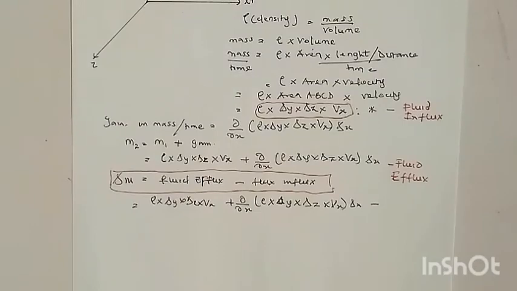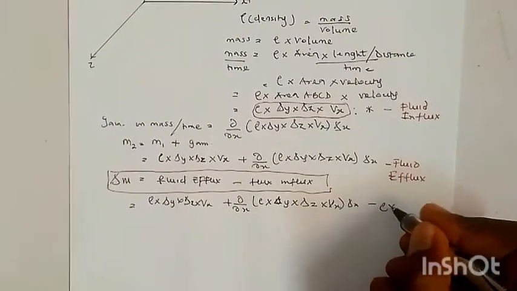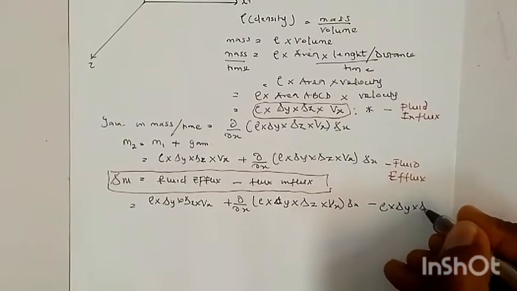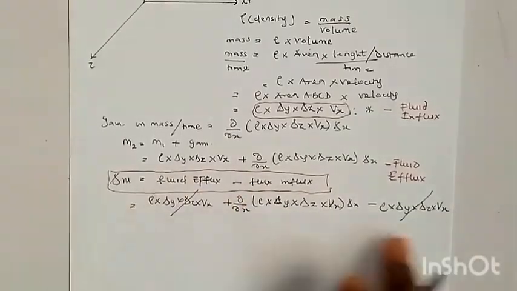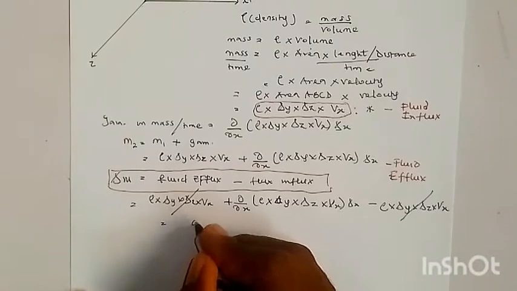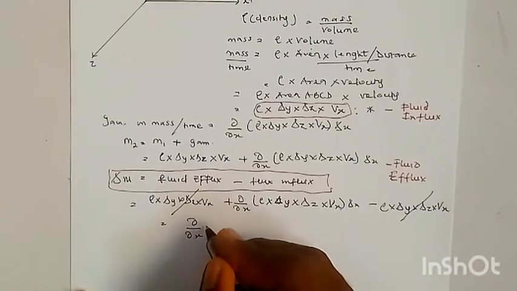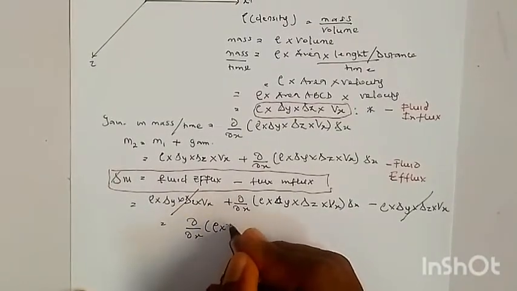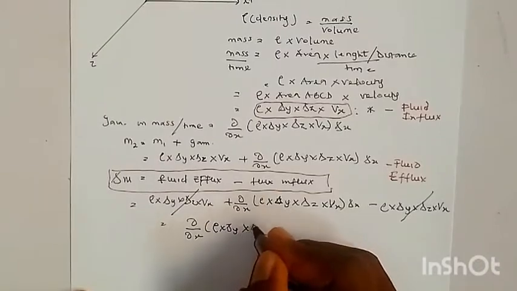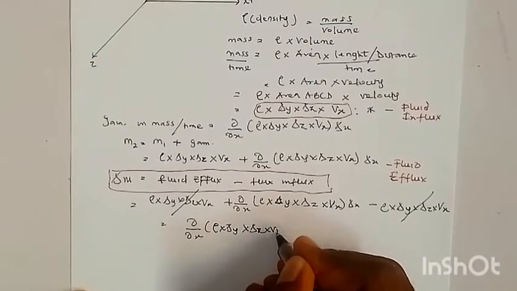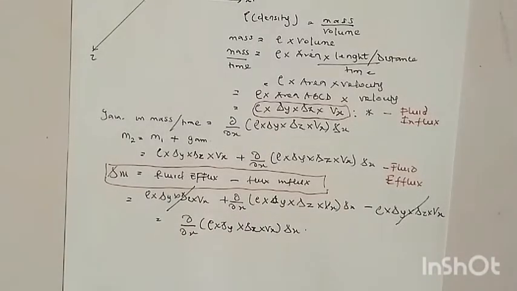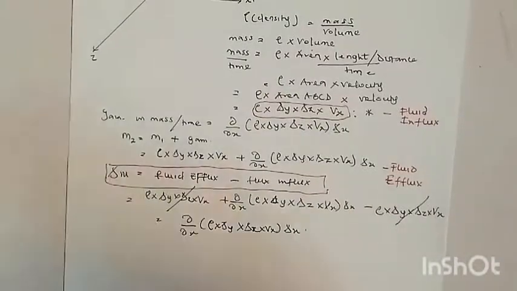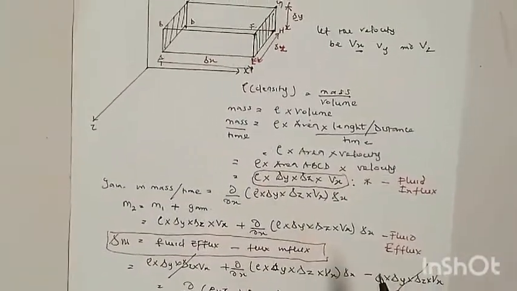This is my fluid influx, which is equal to density times change in y times change in z times vx. So basically this will cancel out this. Then we have my gain in mass flow rate to be d dx of density times the dimensions or the area, then times the velocity, with respect to x. So now basically we have actually proven the gain in mass flow rate when the particle is inside this cuboid.